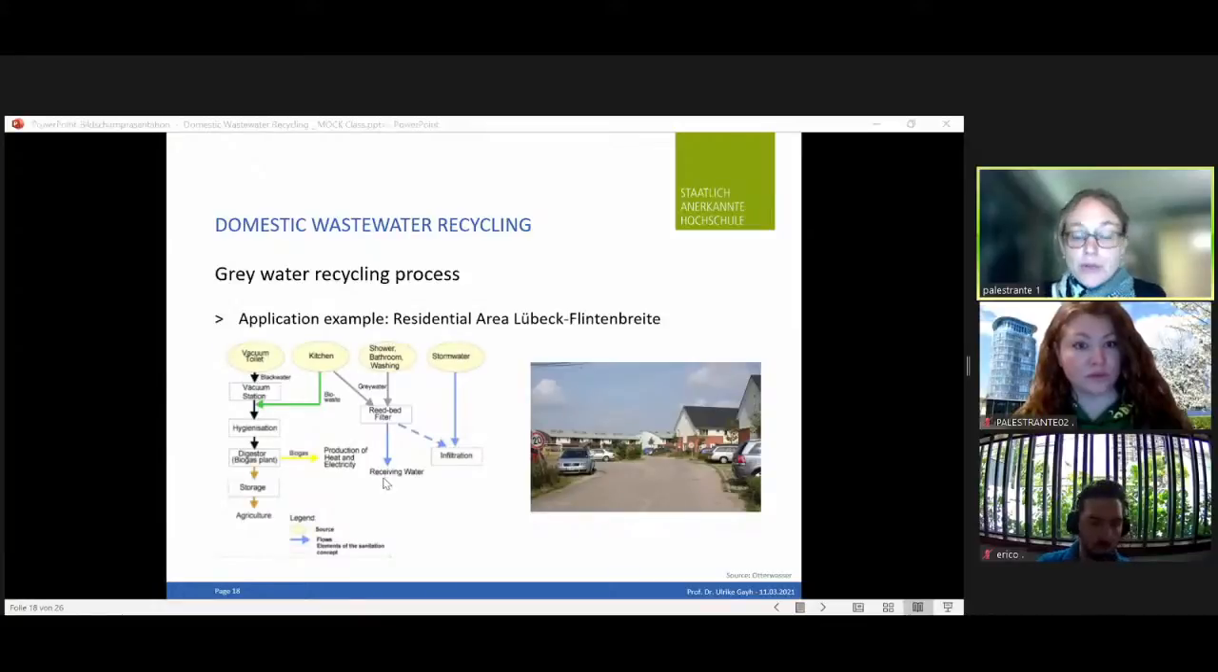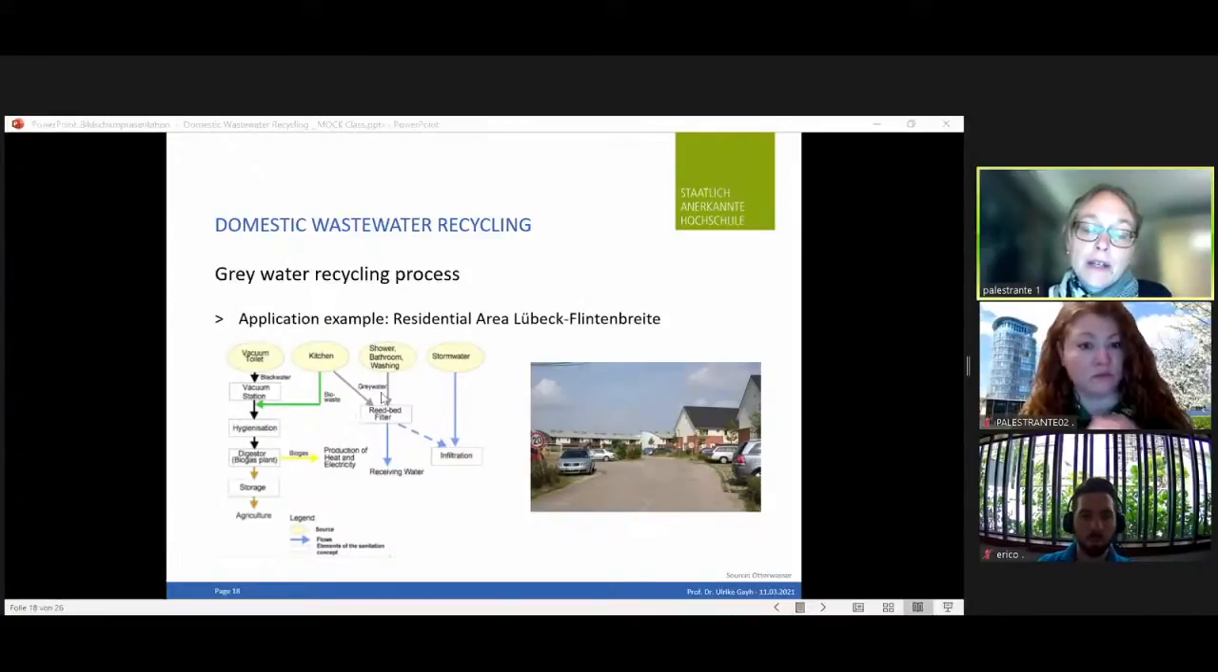And they have also a small lake there. So the whole residential area does not need to give their water to a wastewater treatment plant. All that water stays in that ecological village, and you even get heat and electricity out of that. And this only is possible because you have the source separation.